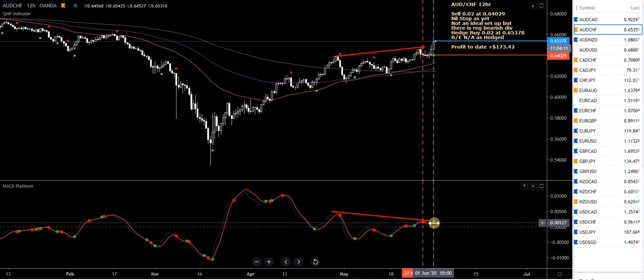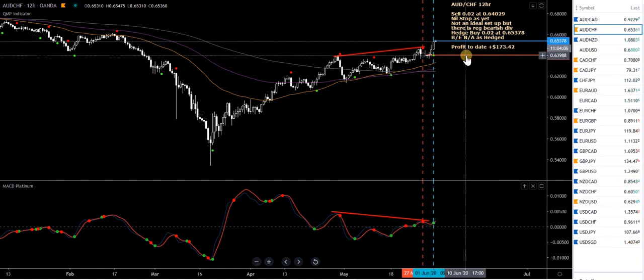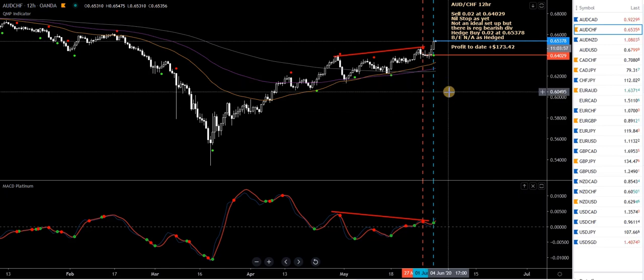Wasn't a great one. Now we've got a buy signal this morning, so I've taken a hedge buy. All I've done is locked in a loss between the red and the blue line. So I can't lose anything else there except on the overnight interest rate or the swap rate. So that's the Oz Swiss.